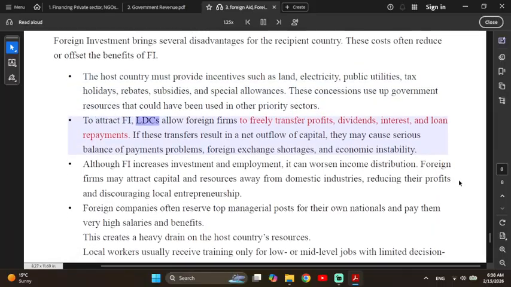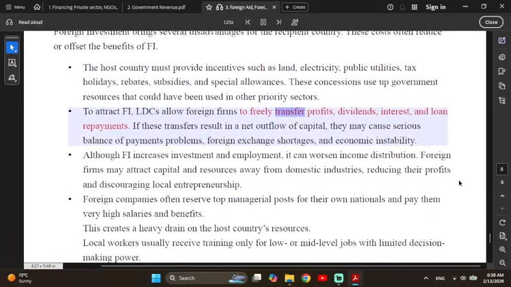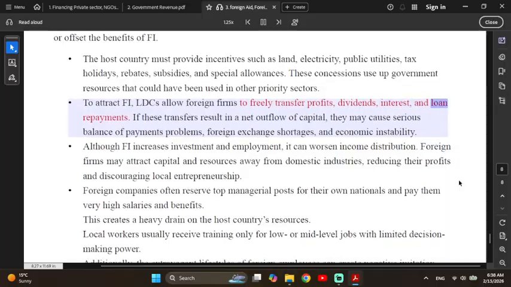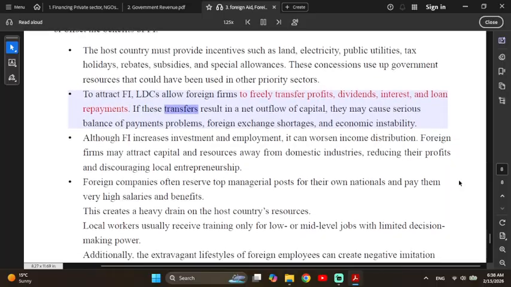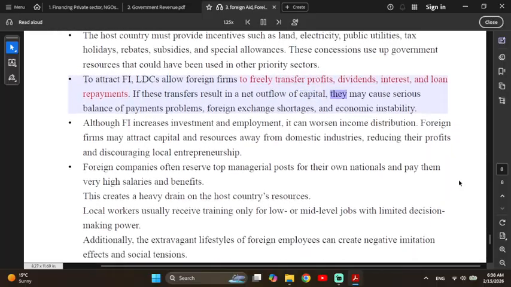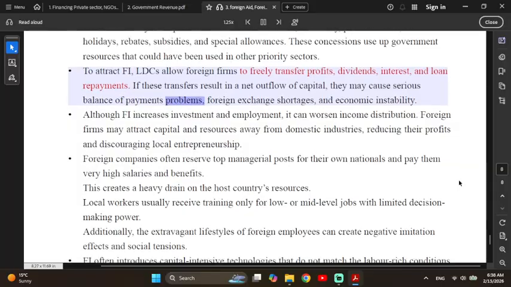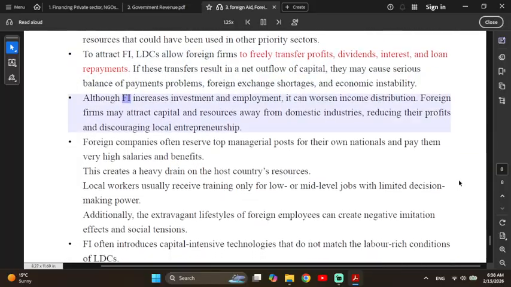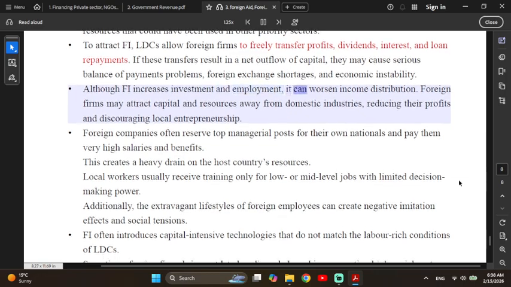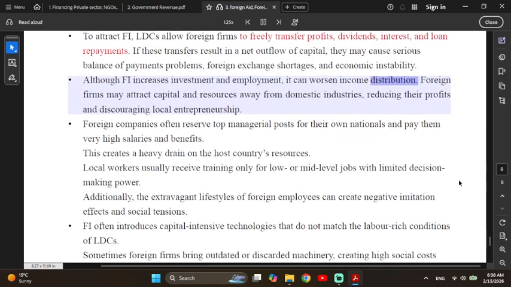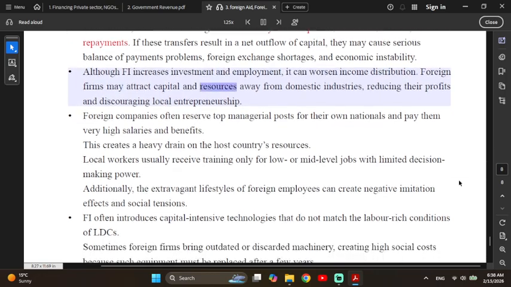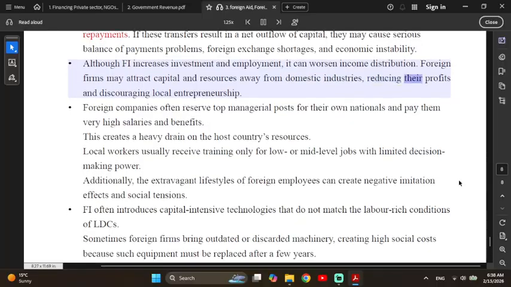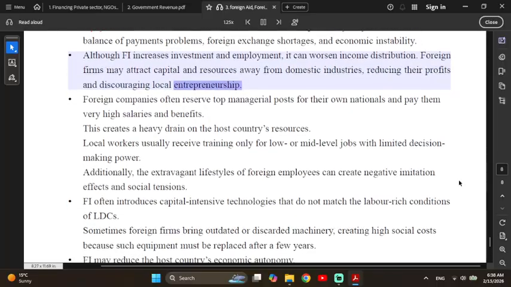To attract FI, LDCs allow foreign firms to freely transfer profits, dividends, interest, and loan repayments. If these transfers result in a net outflow of capital, they may cause serious balance of payments problems, foreign exchange shortages, and economic instability. Although FI increases investment and employment, it can worsen income distribution. Foreign firms may attract capital and resources away from domestic industries, reducing their profits and discouraging local entrepreneurship.